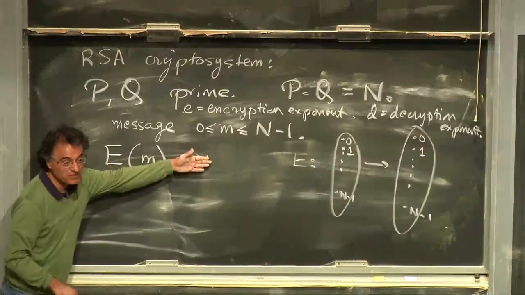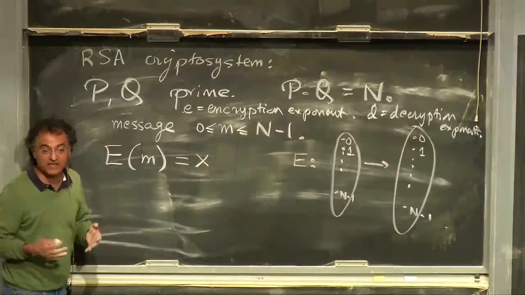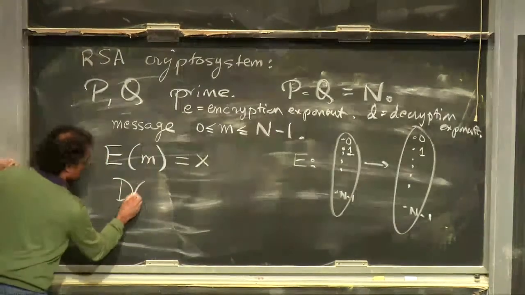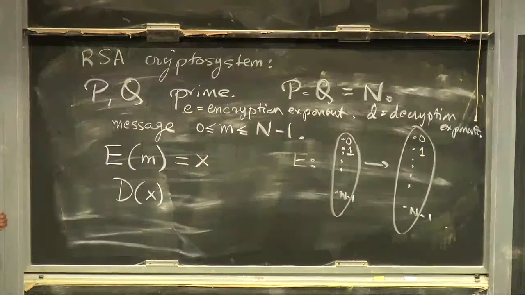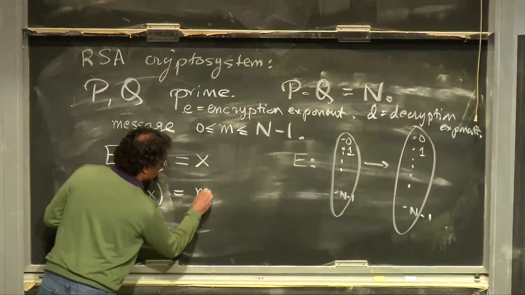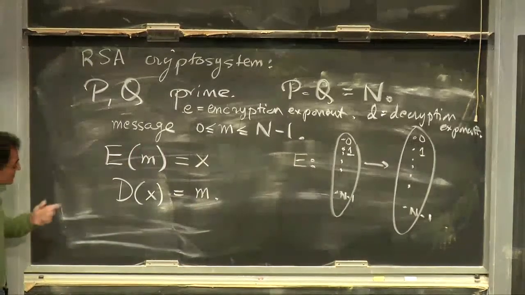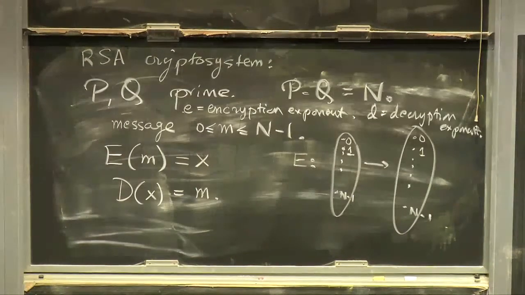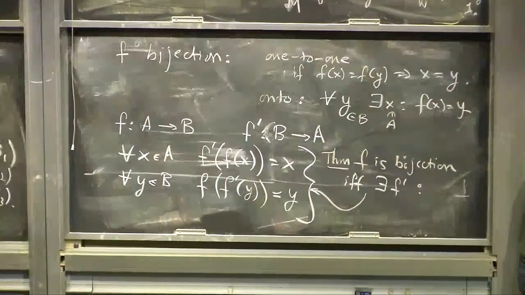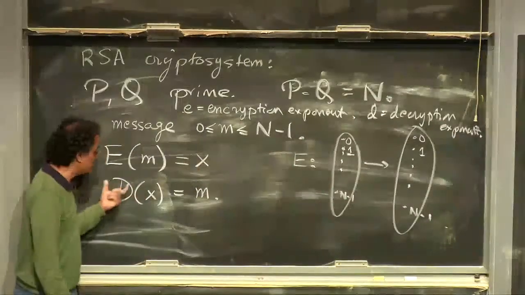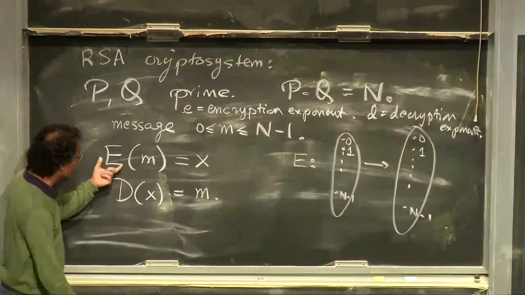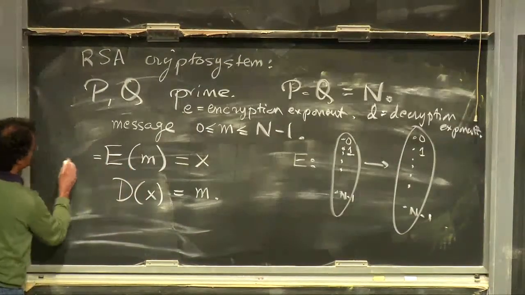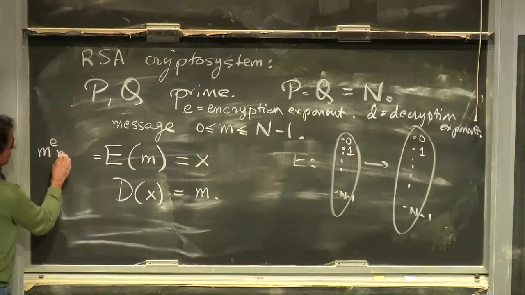What's the function D? You send this message across to somebody, and now this other person has to decrypt it and get back the message M. So they apply D of X, and lo and behold, they get back M. D is the inverse of E, like F and F prime. You apply E to encrypt the message, and they apply D to decrypt it. Now let's see what E of M and D of X are. E of M is just M raised to the power of E mod N.